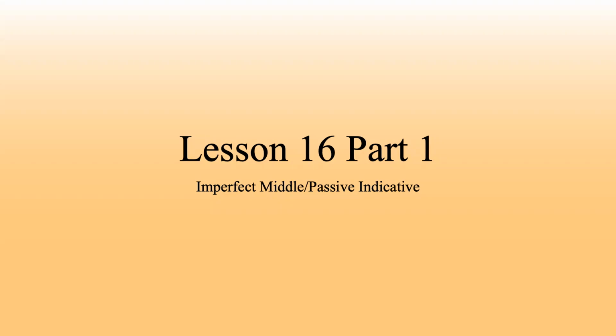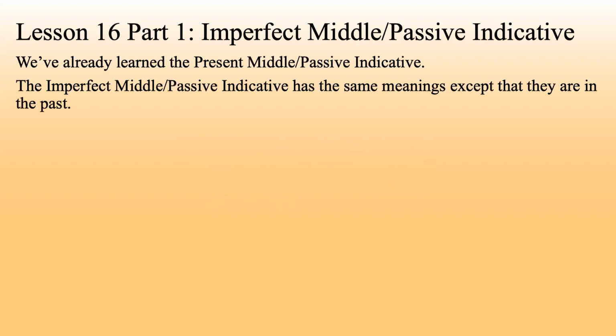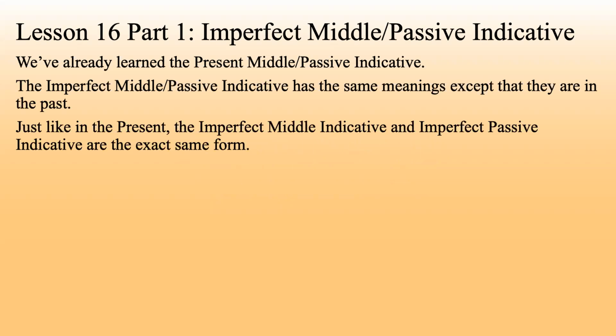Lesson 16, Part 1, Imperfect Middle Passive Indicative. We've already learned the present middle passive indicative. The imperfect middle passive indicative has the same meanings except they are in the past. Just like in the present, the imperfect middle indicative and the imperfect passive indicative are the exact same form. Context will tell you which it is in a sentence, though as we've said before, passive is far more common than middle.